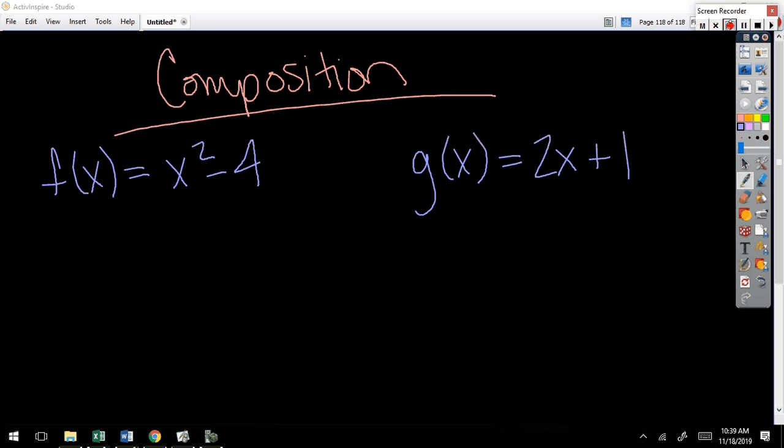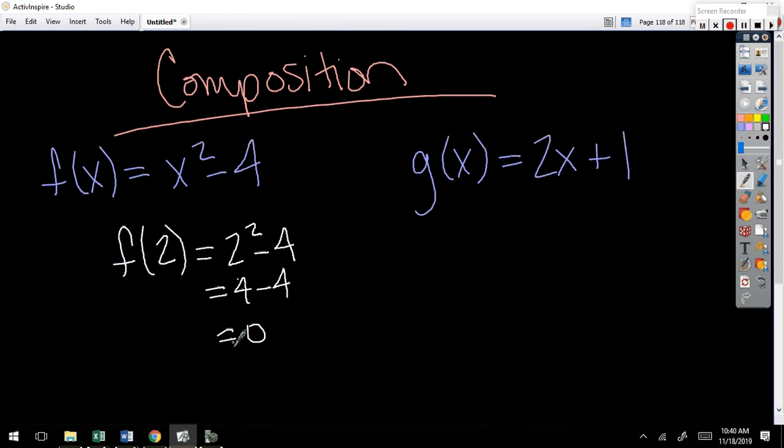All right. Composition is not a hard concept. If you understand plugging in, then you'll understand composition just fine, okay? In other words, if this is my f and my g, and I asked you to find f of 2, you'd plug in 2 for every x in f. So I'd have 2 squared minus 4, which would be 4 minus 4, which would be 0.